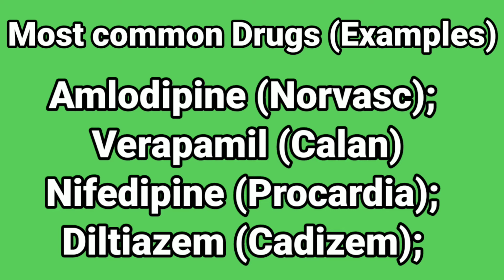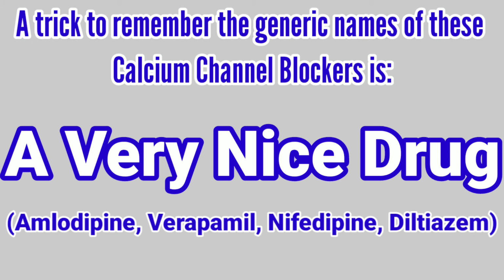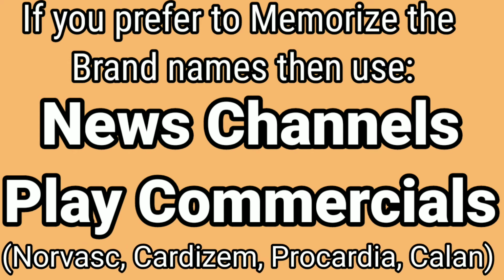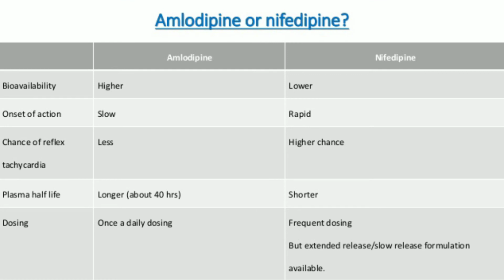Now, a trick to remember the generic names of these calcium channel blockers is "a very nice drug." For amlodipine, verapamil, nifedipine, diltiazem: a very nice drug. However, if you prefer to memorize the brand names, then use the mnemonic "news channels play commercials." Norvasc, Cardizem, Procardia, Calan: news channels play commercials. Pause the video and review the amlodipine versus nifedipine.